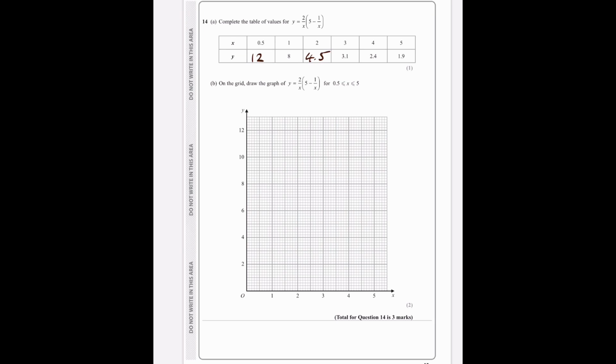Plug in 0.5, you get 12. Plug in 2, you get 4.5. And then we just have a series of points to plot one at a time. Make sure you're careful with plotting the points. They need to be within half a mini square of the correct location. So do be as accurate as you can. And when you draw your line, again, try to make yours more accurate than mine is.